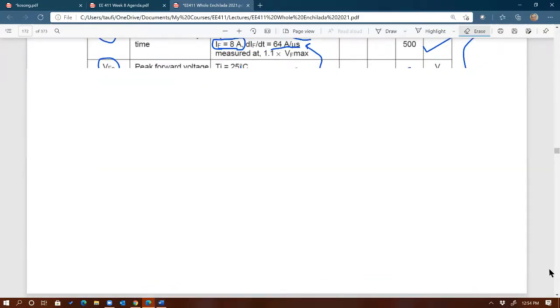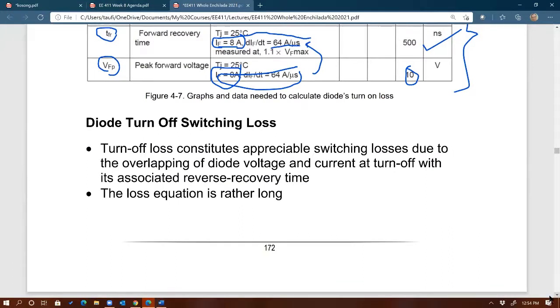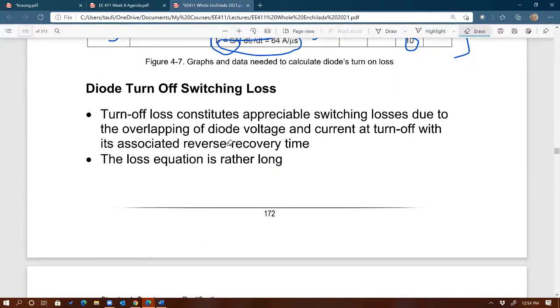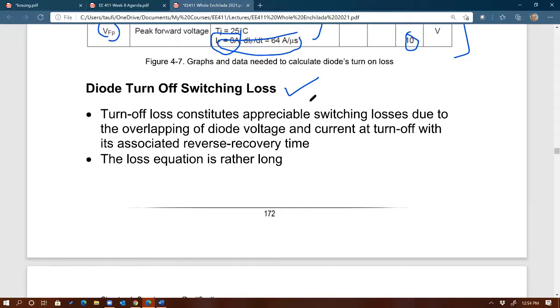All right. This last one, oh man. Turn-off switching loss. Turn-off loss constitutes appreciable switching loss, and it is the worst, right? As you know, turn-off loss is the worst out of the 4 losses, right? Forward loss. Actually, no, it's probably comparable to forward loss. And then there's a reverse loss. Reverse loss, not much. And then we have the turn-on loss. Turn-on loss usually not much. And then the turn-off loss is quite big, right? Especially for lossy diode.